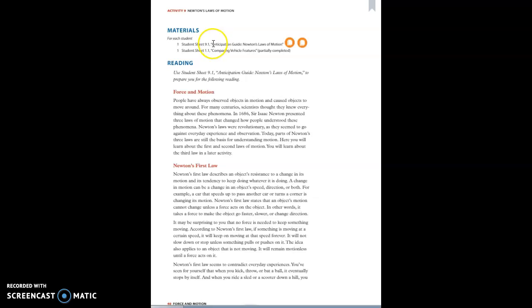The materials: you should already have the anticipation guide glued into your notebook, and then student sheet 1.1, comparing vehicle features, is what we did at the start of this unit.